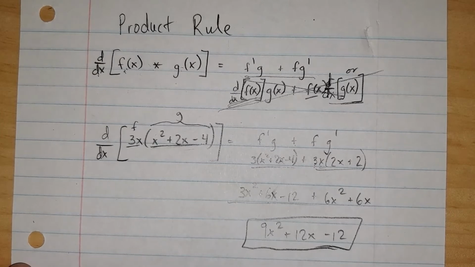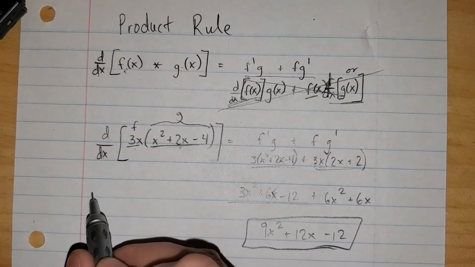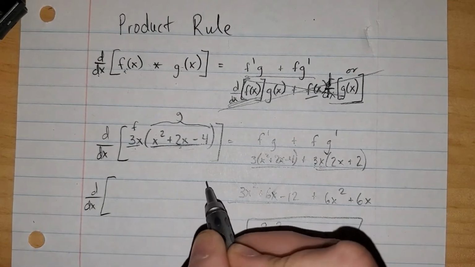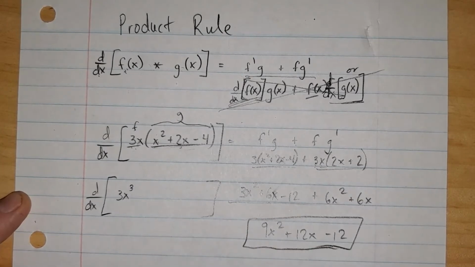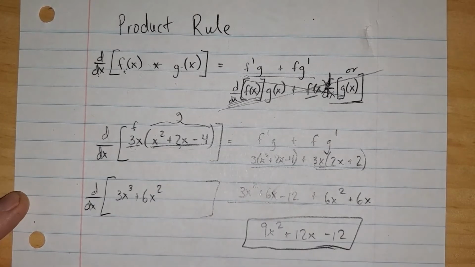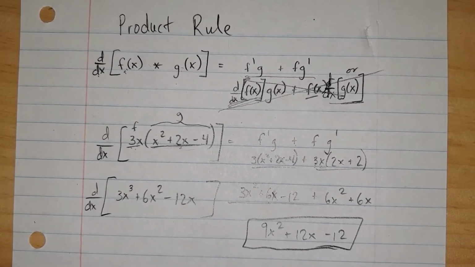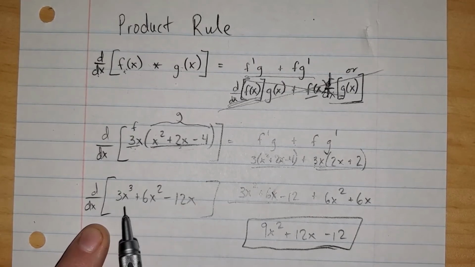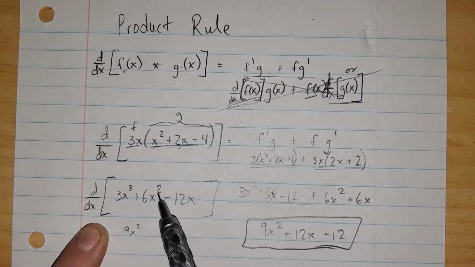Now, what if I did this without the product rule? Okay? What I mean is go ahead and multiply these first and then just use the polynomial rule. So if I multiply those first, which I'm allowed to do, 3x times x squared is 3x cubed, and 3x times 2x is 6x squared, and 3x times negative 4 is negative 12x. Now, use the polynomial rule and take the derivative of these three terms. Here you're going to say 3 times 3 is 9, and reduce that by a power of 1. So you get 9x squared. Here you're going to say 6 times 2 is 12. Reduce that by a power of 1. So you get plus 12x.